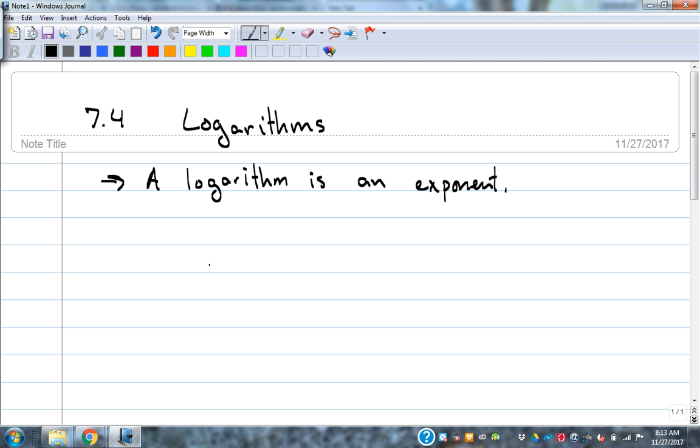But a log has a base, and this is how it goes: you have log of some base, and that varies from problem to problem, and then of something. So the log base 5 of some other number is equal to the exponent. What we can do here is rewrite logarithms as exponential ideas and rewrite exponentials as logs.